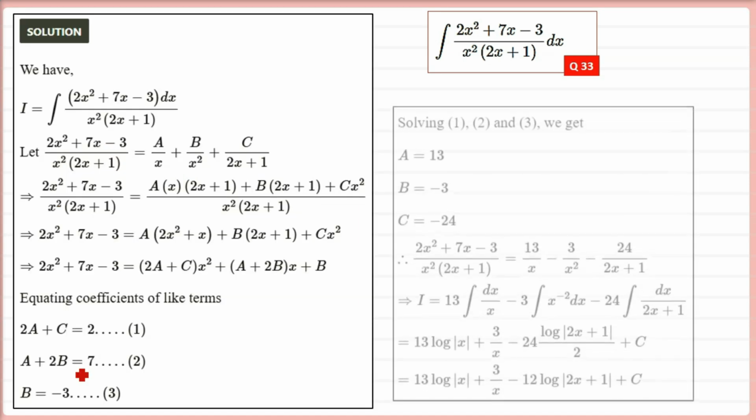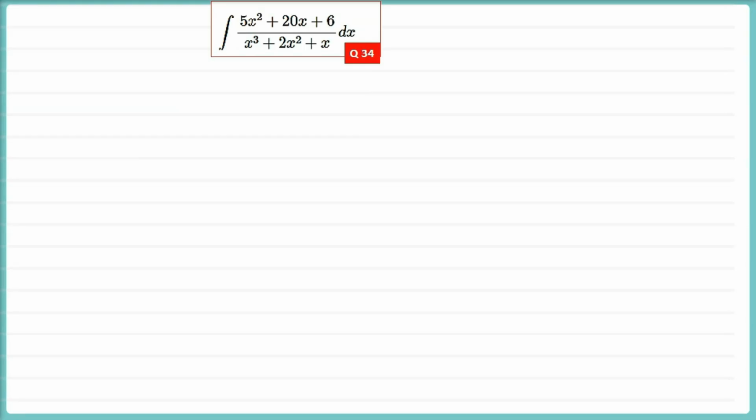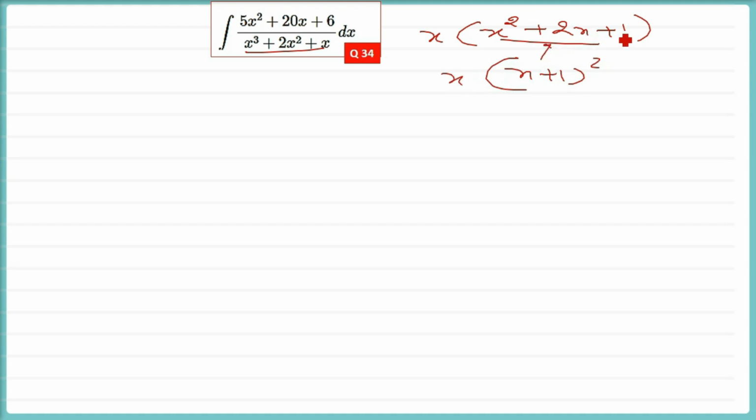Now again, 60-70 questions, so we have to skip certain questions. Now this question seems to be different, but with certain simple steps you will see that it will look as if you have already done it. Let's see the denominator. This is x cube plus 2x square plus x. You can take x outside, so we have x square plus 2x plus 1. Now this x square plus 2x plus 1 is simply x plus 1 whole square. That is x into x plus 1 whole square.